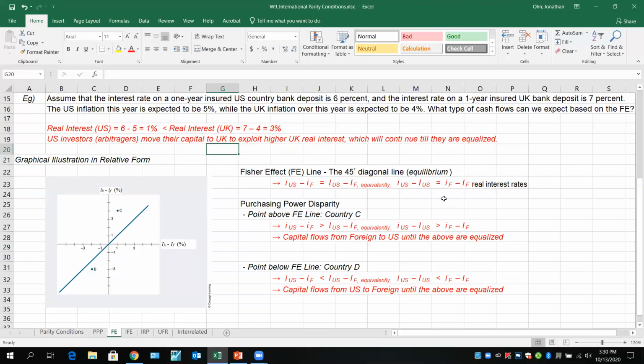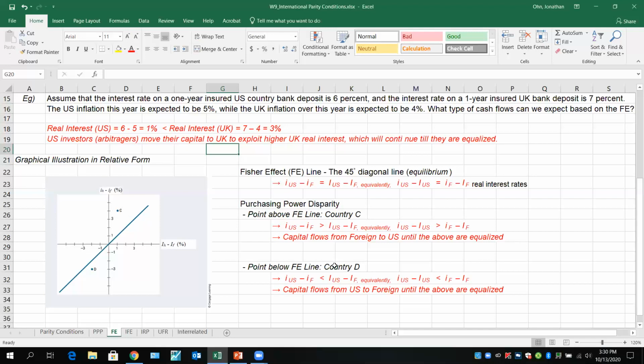So when they do that, this one will adjust toward this way. Or if the interest rate and inflation change together, they might go this way too, depending on how much the interest rate or inflation change.